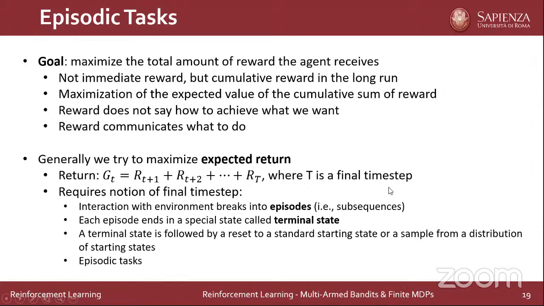So yeah, if we have a final time step, then we're dealing with so-called episodic tasks, and we generally want to deal with episodic tasks because if the tasks are non-episodic, meaning that they are continuing tasks, then the return is just infinite, right? There is no limit to the value that you can get if you keep summing rewards.